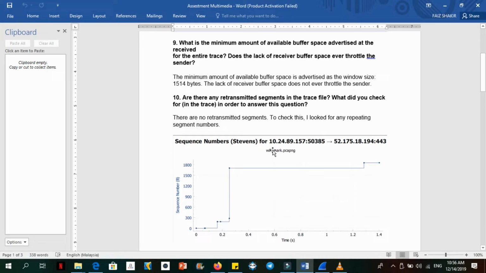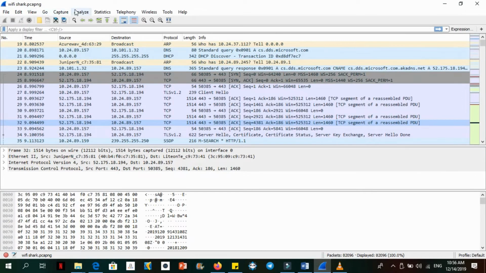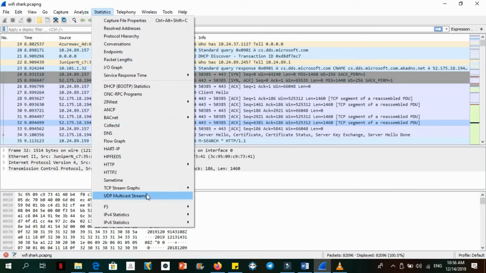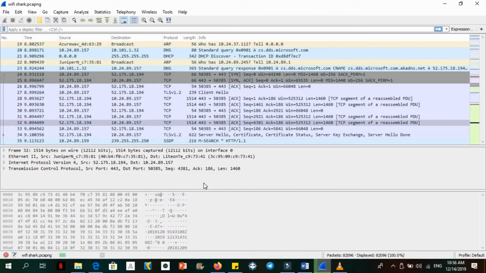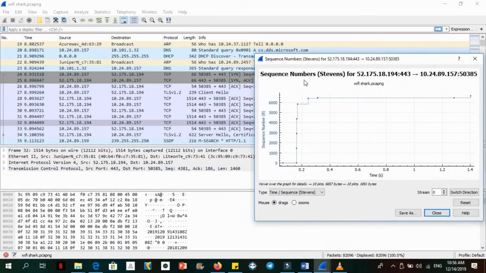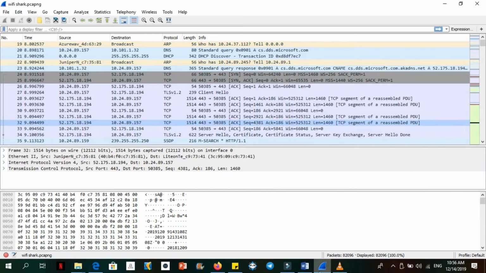Okay, for question 10, we can look for this answer from the graph in Wireshark. You can go to Statistics, TCP Stream Graph, Time Sequence. Okay, we look for a while. From this graph, as we can see, there is no retransmitted segment in this graph. Okay, close back.